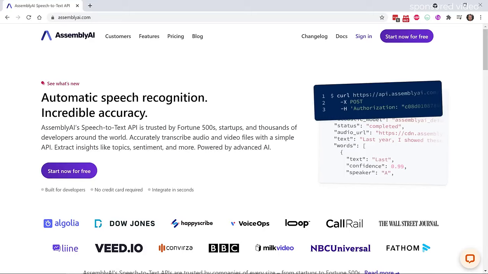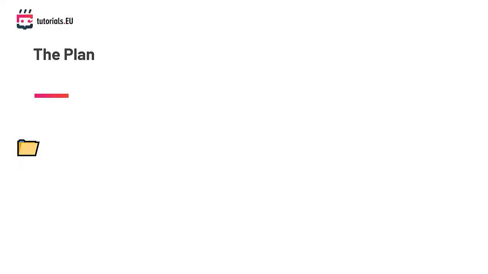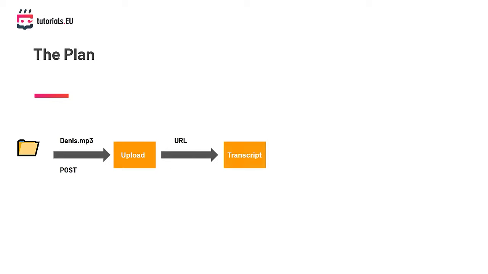So let's have an overview of the video before we get started with the application. So what's the plan? Well, if you go through the Assembly AI docs, you will find that the API expects to receive the audio file in the form of a URL. But the problem is my audio file is sitting on my drive. So first, we will send our file to an API endpoint called uploading using an HTTP post request. And this will give us a URL to our audio file.